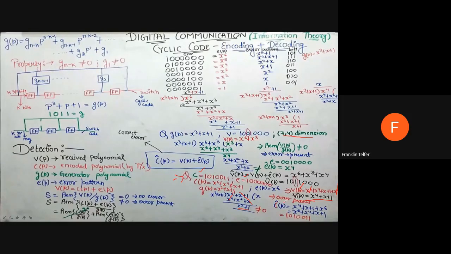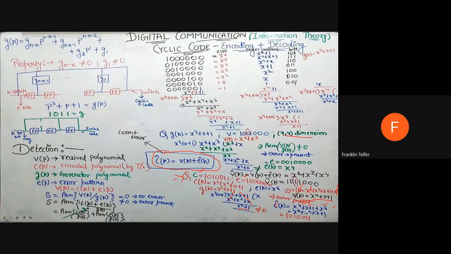So C cap of P is equal to x power 4 plus x plus 1 plus x power 6. What is C cap of P, and how can you find it? C cap of P is the addition of V of P plus E cap of P. You have to add V of P plus the error function E cap of P, and you get the code polynomial at the receiver. So you get x power 4 plus x plus 1 plus x power 6, which is the addition of V of P plus E cap of P.